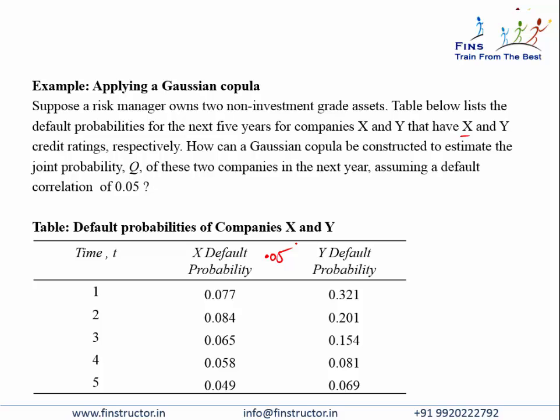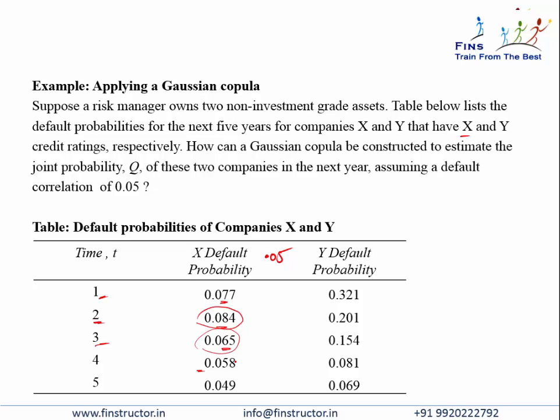So the probability that X will default in 1 year is so much. Probability that he'll default in the second year is so much. Probability he'll default in the third year is so much. Fourth year is so much. These are not cumulative probabilities. These are marginal default probabilities in a particular year. So if he survives the first year, 8% chance he'll default in the second year.